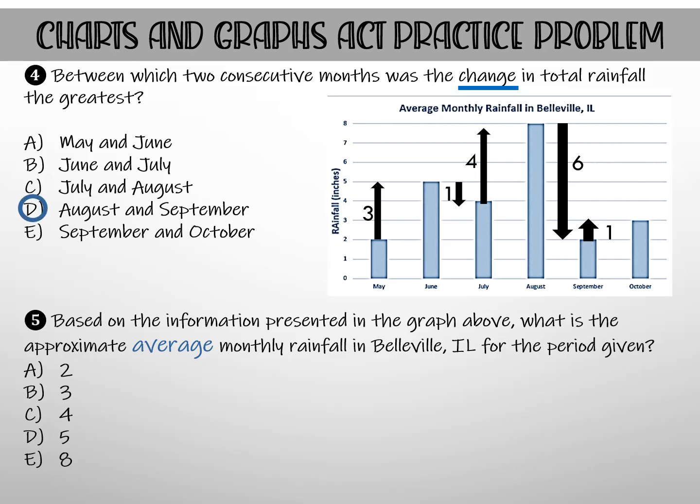Based on the information presented in the graph above, what is the approximate average monthly rainfall in Bellevue, Illinois, for the period given? So average, we're going to be doing a lot more with average down the road, but you add them up and divide by how many there are. So 1, 2, 3, 4, 5, 6 months. So we need to add up all their rainfalls and divide by 6, and our average is 4.